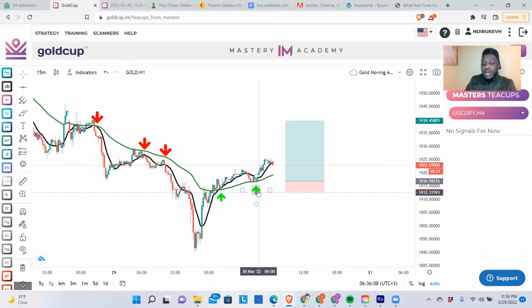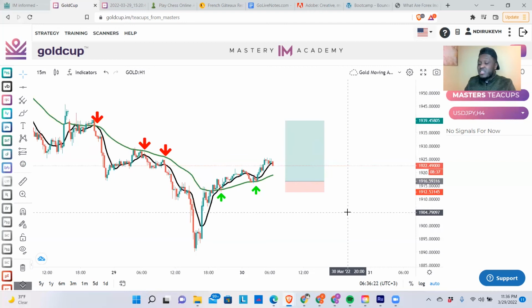I'm going to put another green arrow when I see the market is likely to push up, and we are going to keep tracking gold. It's paying off, so why not, right? We're going to keep tracking it and see how it does. Okay, so now we see how it does.